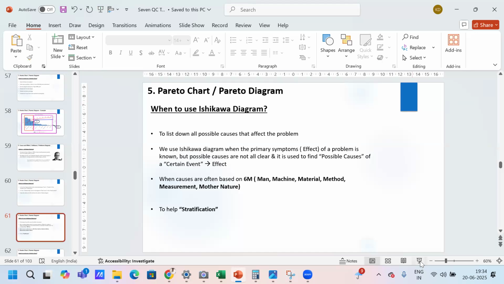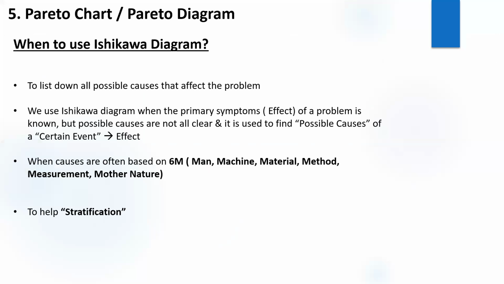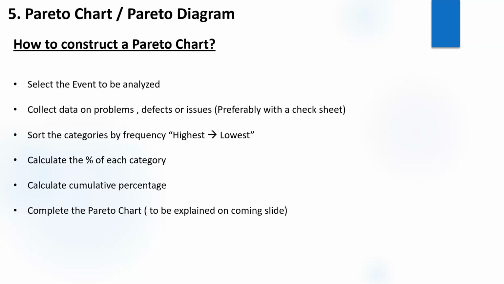So yesterday we saw which tools? Can anyone tell me which tools we learned? Check sheet, scatter diagram, Pareto chart, cause and effect diagram. And we just started the fishbone diagram, right?